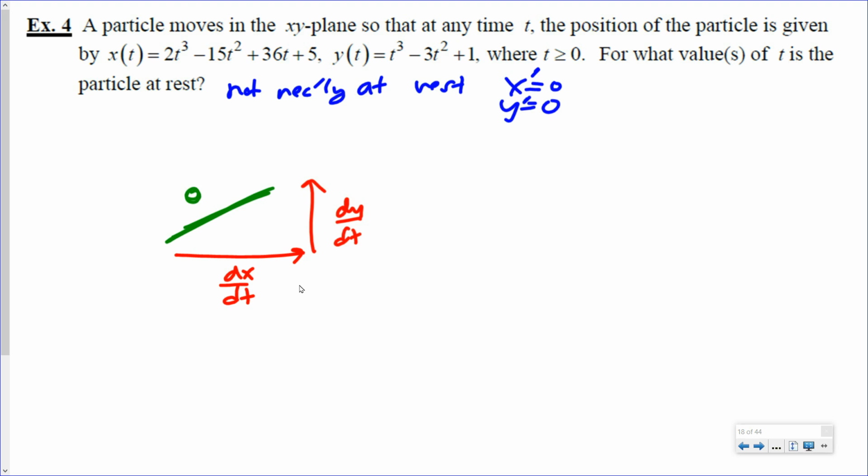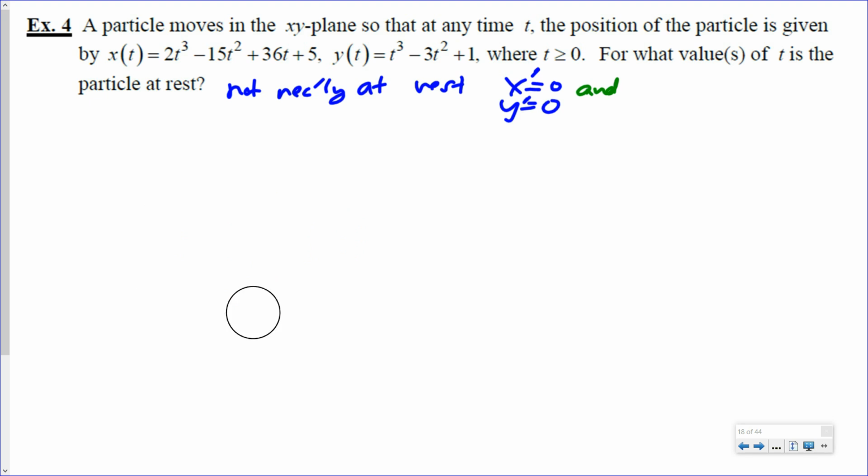Because if just this one were 0, I would still have a dy dt. And if this one were 0, I would still have a dx dt. Okay? So what I want is and. Okay? I want both of these to be 0. Okay? So what we're going to do is we're going to try to find the time when both of these are 0, because that's when the particle is really at rest.